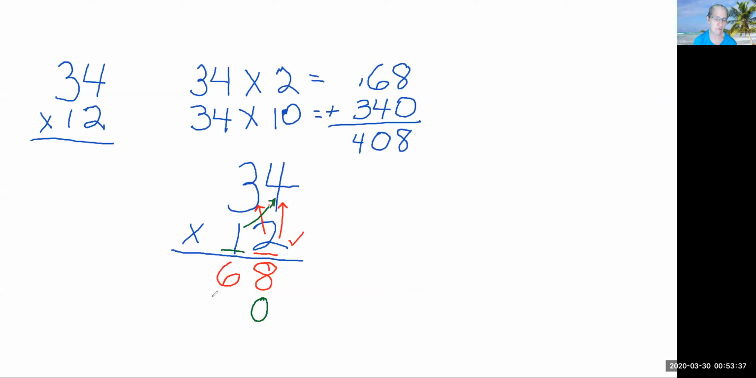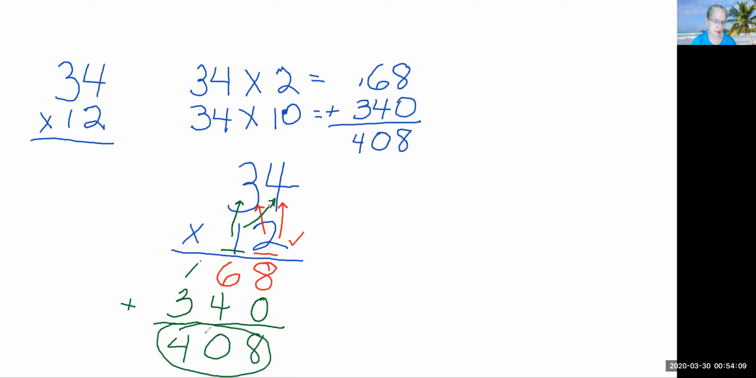So it's 1 times 4 is 4. And now you're going to multiply the number in the tens place on the bottom to the number in the tens place on the top, which is 1 times 3, and it equals 3. And now we're going to add. So 8 plus 0 is 8. 6 plus 4 is 10. Put a 0, carry your 1, and it's 408. And you see it's the same answer that you got when you expanded it out over here.